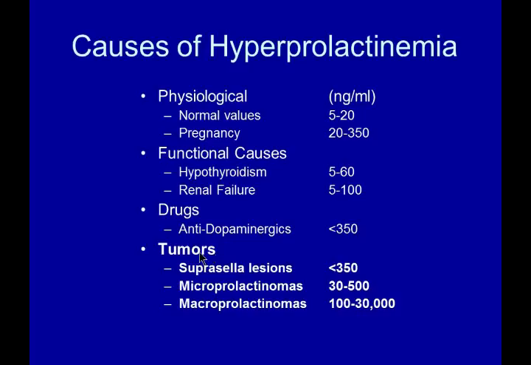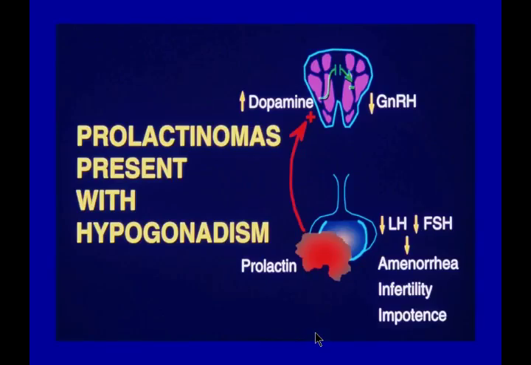Tumors are the other cause. Suprasellar lesions can, by blocking the pathway and inhibiting the flow of dopamine to the pituitary, elevate prolactin up to 350, but usually much lower. Microadenomas can go from 3 to 500. Macroprolactinomas, 100 to 30,000. So when you see values above 350, you know you have a tumor. Okay? That's the bottom line. Below that, there are a lot of other possibilities.